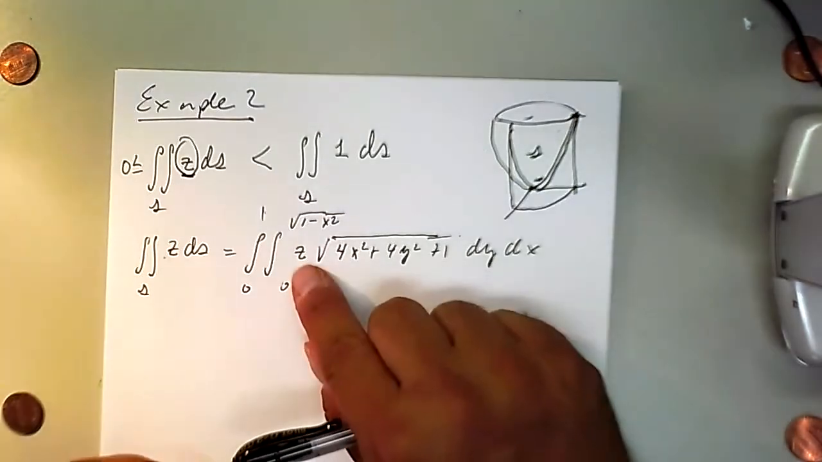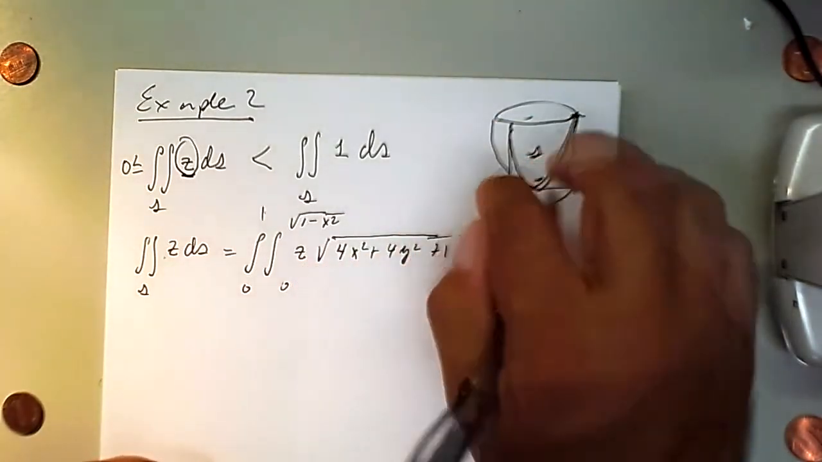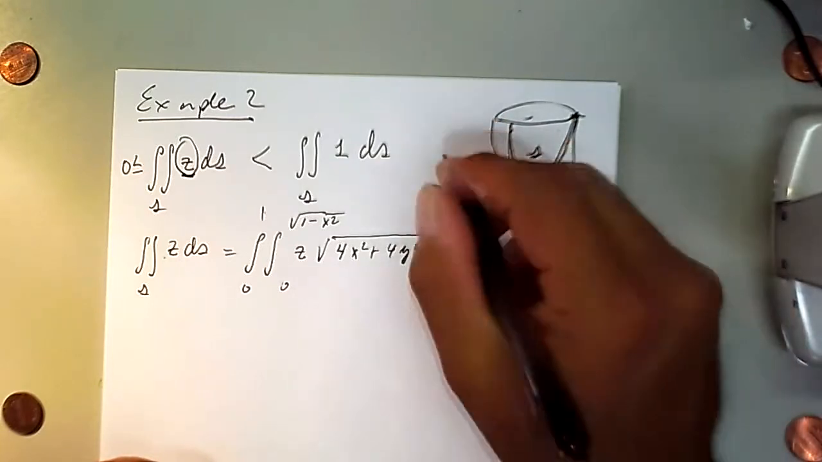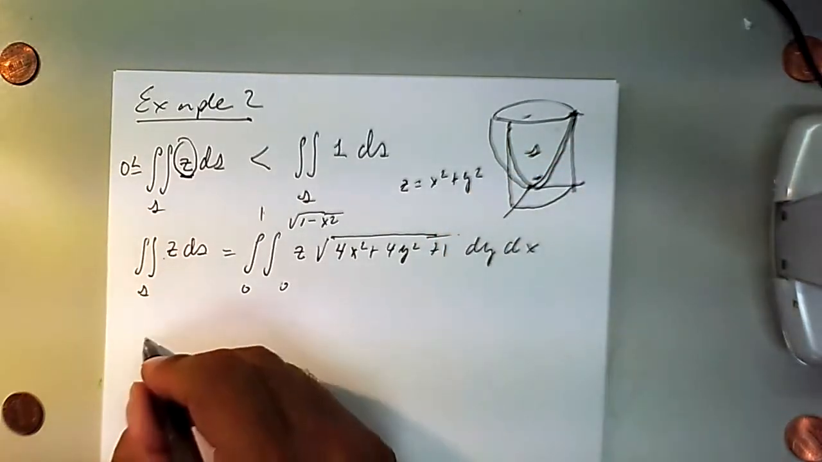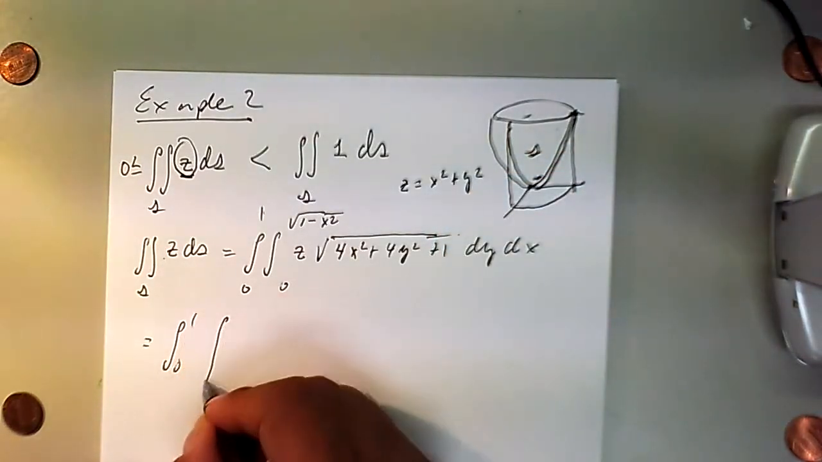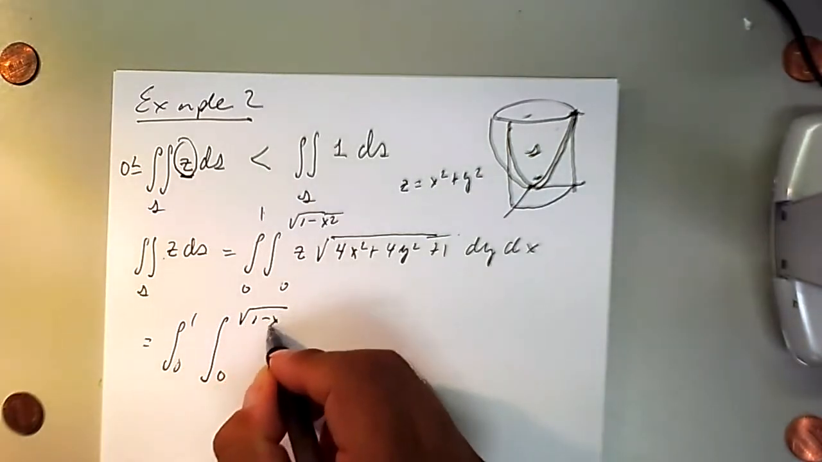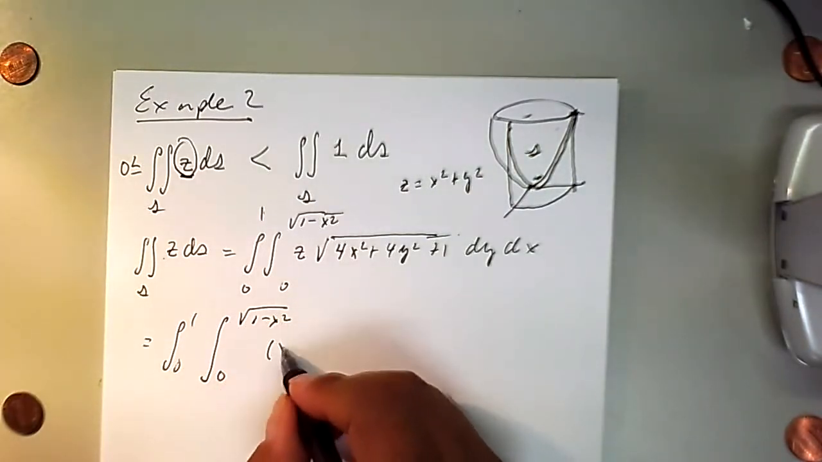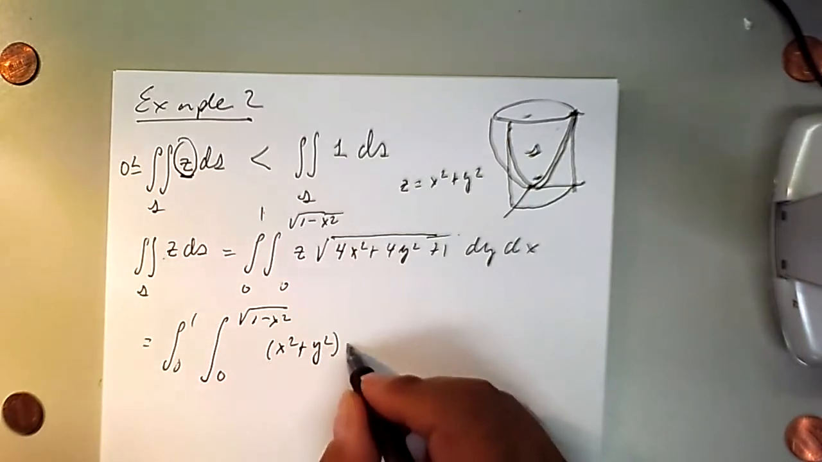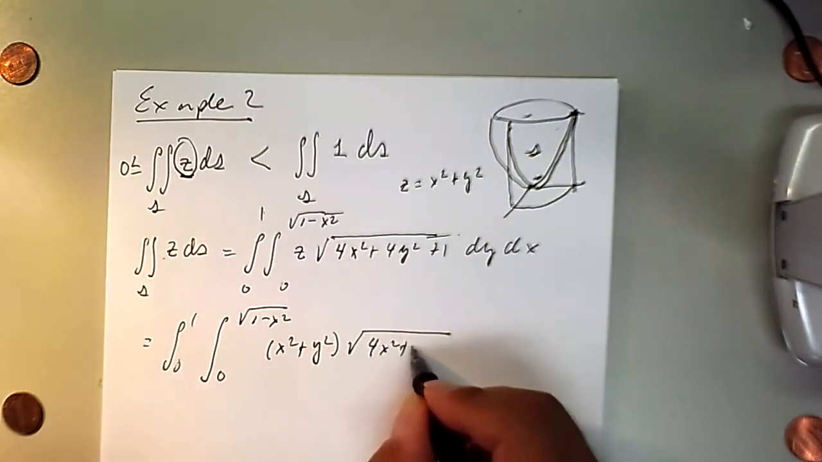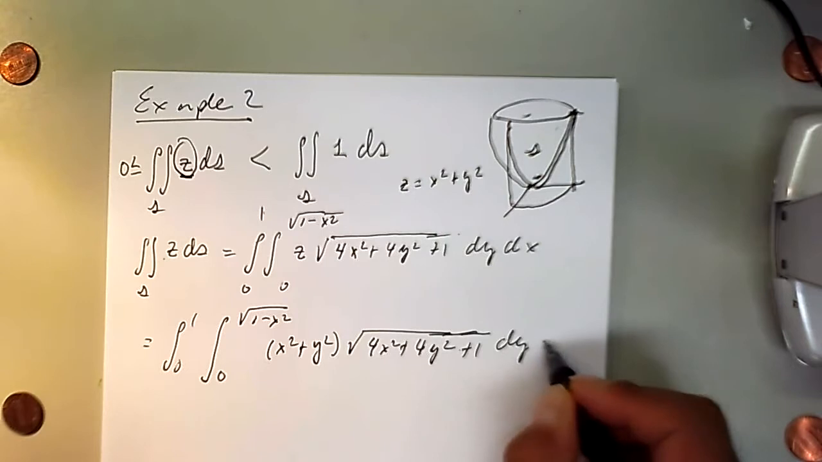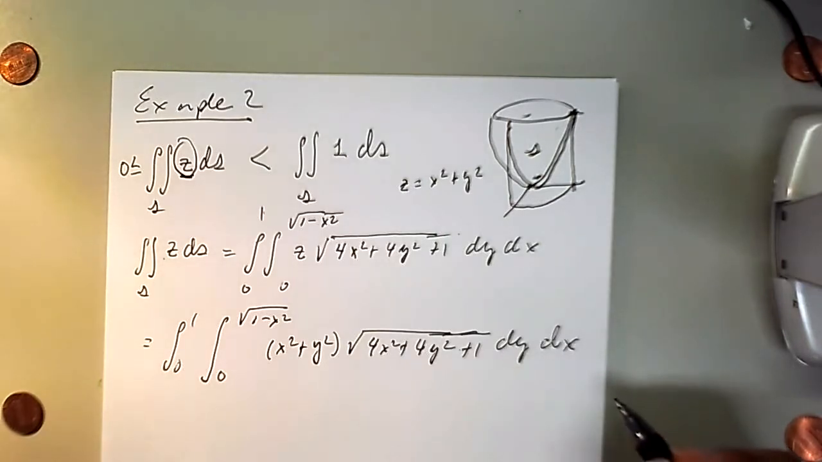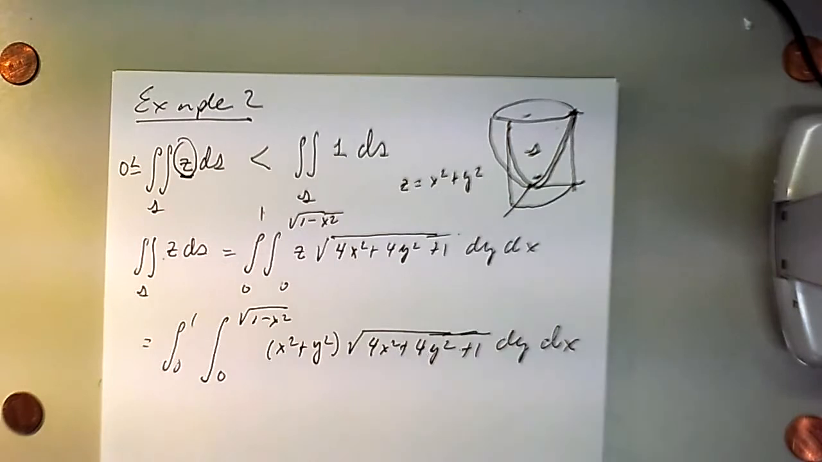There's more to it. This z, yeah, we are on the surface. On the surface, z is equal to x squared plus y squared. So this is really the integral from 0 to 1, 0 to square root of 1 minus x squared, of z, which in turn is x squared plus y squared, times the square root of 4x squared plus 4y squared plus 1 with respect to y and with respect to x. Boy, this is a doozy, I think.